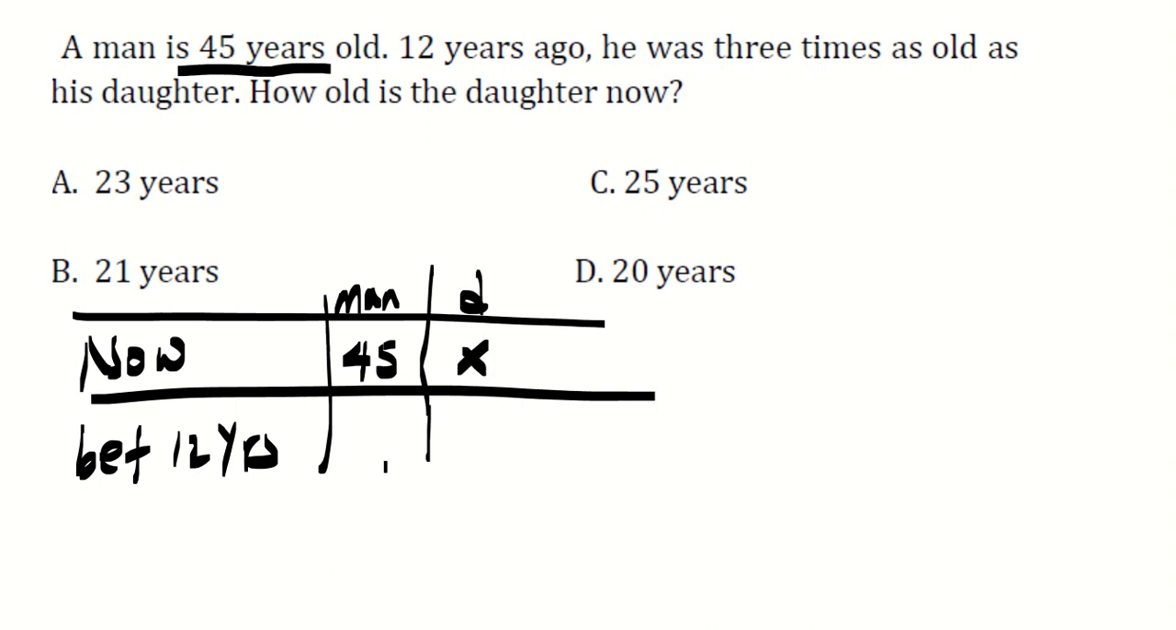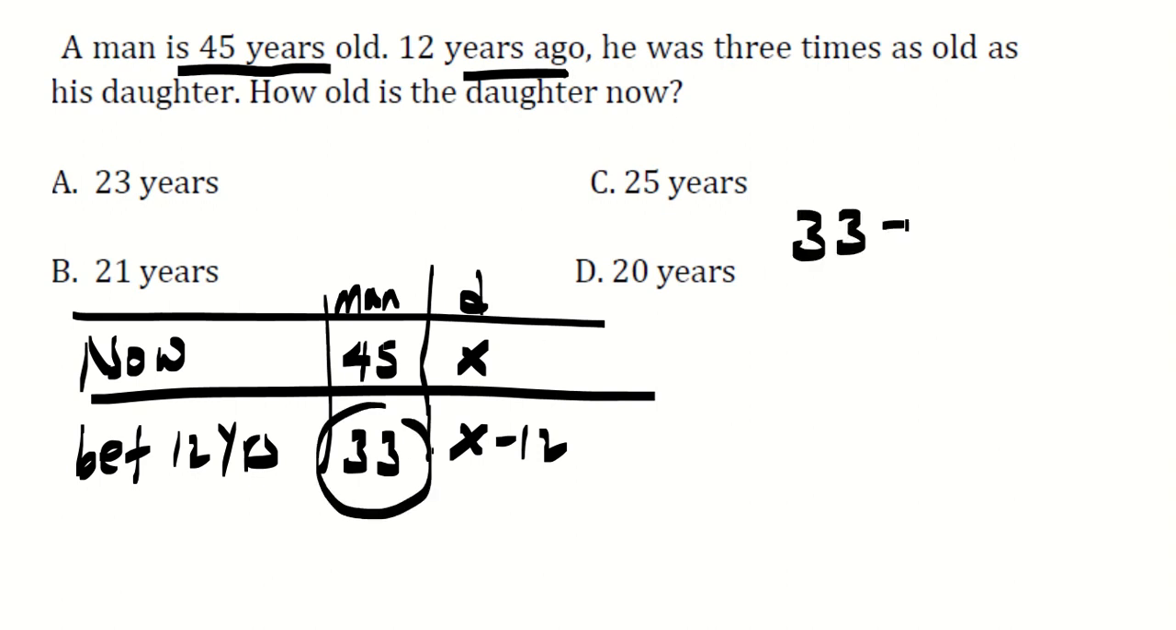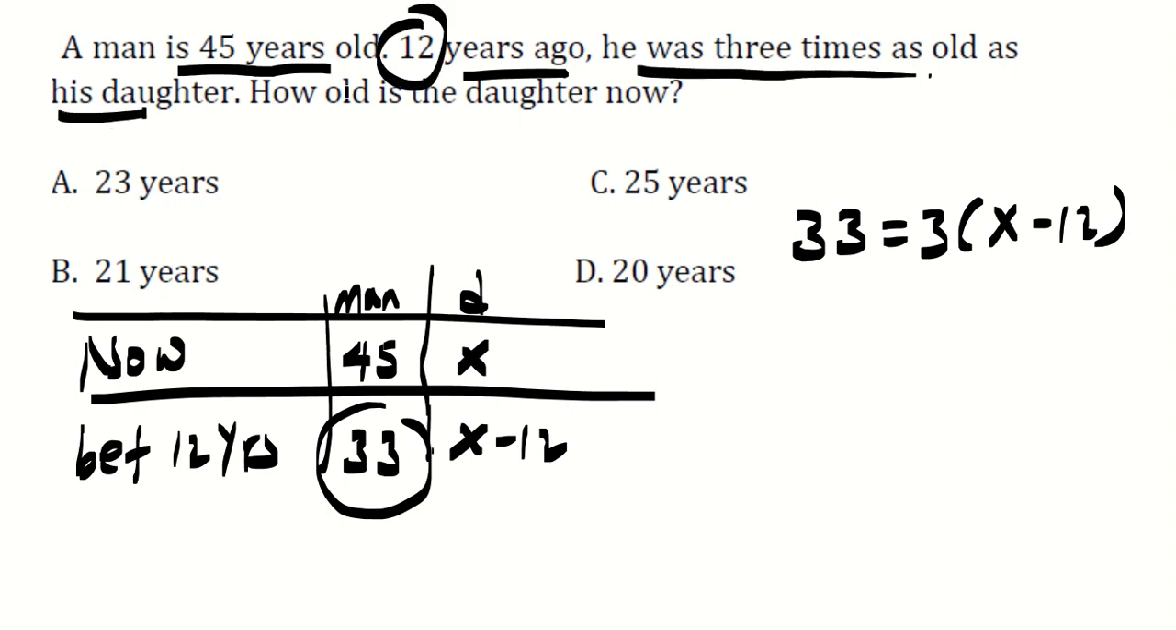But before 12 years, the man's age will be 45 minus 12. 45 minus 12 will be 33. But the daughter's age before 12 years will be X minus 12. But the question says 12 years ago he was 3 times as old as his daughter. That means this age 33 is equal to 3 times X minus 12. That is the main point. When? 12 years ago. 12 years ago the man's age was 33. What about the daughter's age?